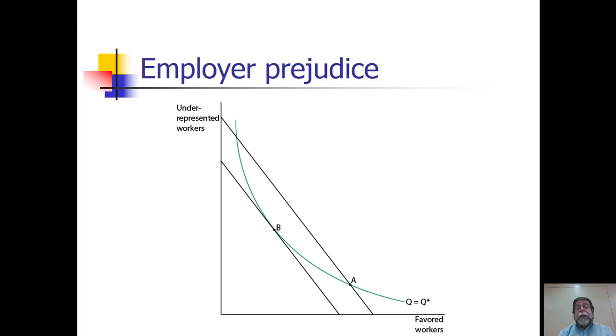In this diagram, we illustrate the possibility of employer prejudice, where we have two inputs, the underrepresented workers in the firm, and the favored workers. We're assuming here that the firms making the hiring decisions do so on the basis of employer prejudice. If the firms were not prejudiced, they would choose a cost-minimizing mix of inputs at point B. Instead, they choose a mix where they use more of their favored workers and fewer of the underrepresented workers. As we can see, this puts the firm at a higher level of cost at point A than it would be if it were minimizing costs.